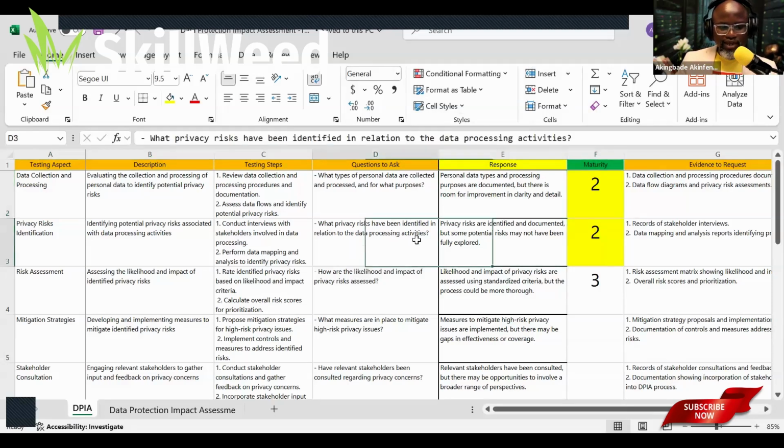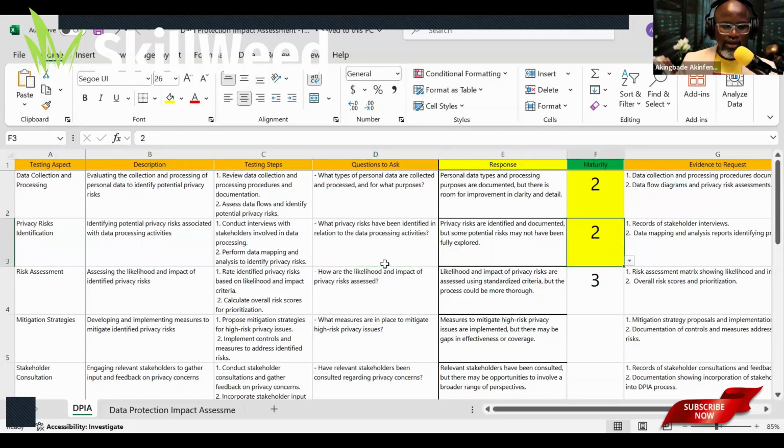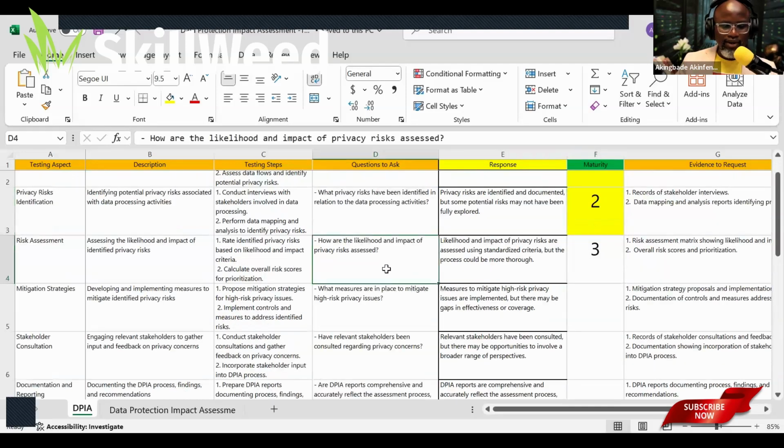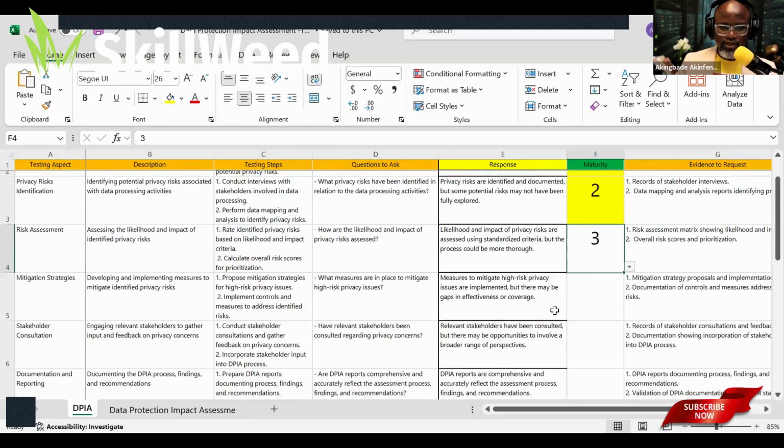What privacy risks have been identified in relation to the data processing activities? They said privacy risks are identified and documented, but some potential risks may not have been fully explored. So that sounds like a three to me. Okay, let's see another one. How are likelihood and impact of privacy risk assessed? They said likelihood and impact of privacy risk are assessed using standardized criteria, but the process could be more thorough. So I said, okay, three, two, use your judgment.